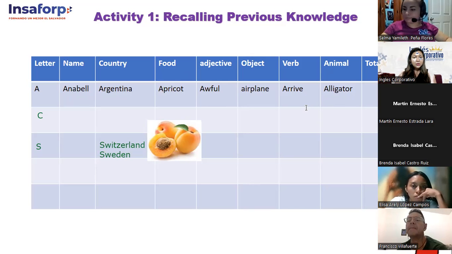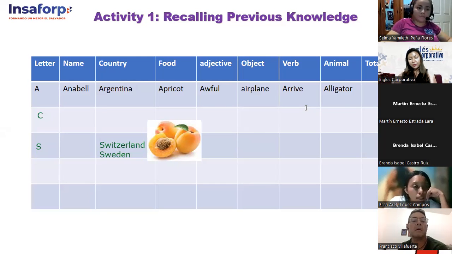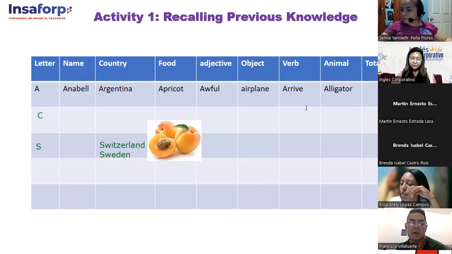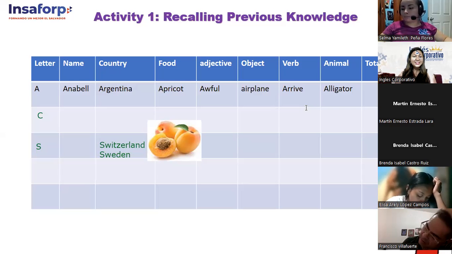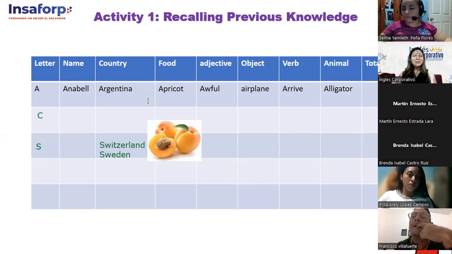The verb is study. Can you repeat, Francisco? Think. Sad, triste. Okay, sad is an adjective. It's an adjective. Oh, yes, the verb. Say. Send. Shake. Okay, very nice. And the animal? Snake. Scorpion. Snake. Francisco. Spider. Very nice. Okay, people, one more letter.